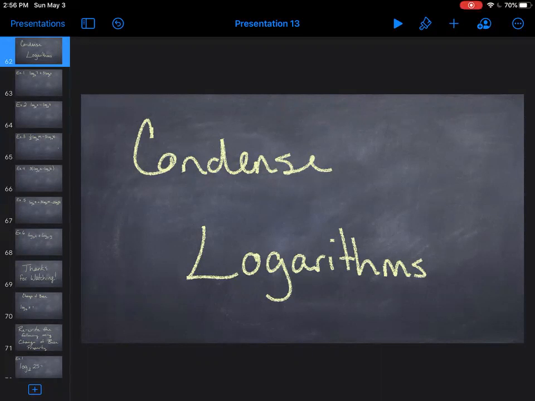Today we're going to be condensing logarithms. So we're going to go from our expanded form, where we have addition, subtraction, and coefficients in front of the logarithms, back to multiplication, division, and exponents. Let's take a look at example 1.